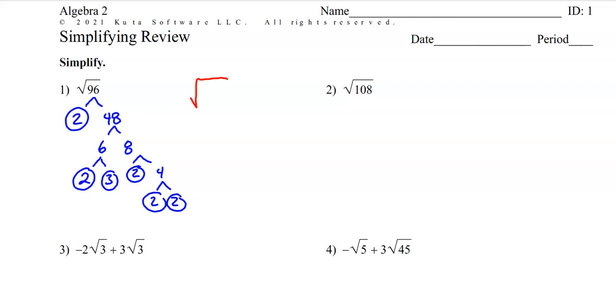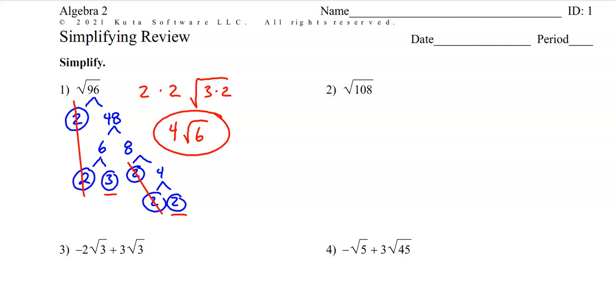Your pairs go outside and you count them once. So pair of 2's, count it once. Pair of 2's, count it once. Now your loners, I have a single 3 and I have a single 2, go inside. Then everybody gets multiplied. So it looks like this one is going to shake out to be 4 times the square root of 6. And that would be considered simplified.